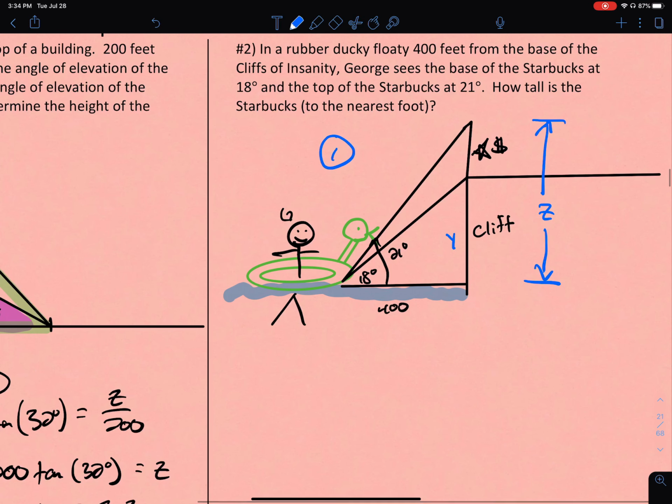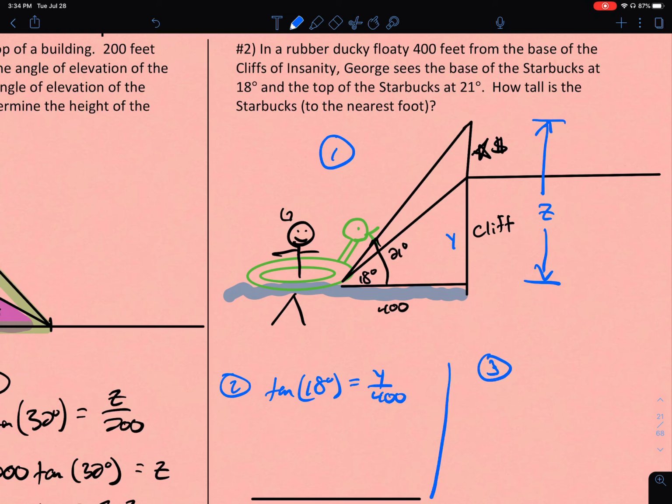So we make a picture. Let's draw an equation to figure out what y is. Tangent of 18 degrees is the opposite leg over the adjacent leg. Let's make an equation for z. Tangent of 21 degrees is z over 400.